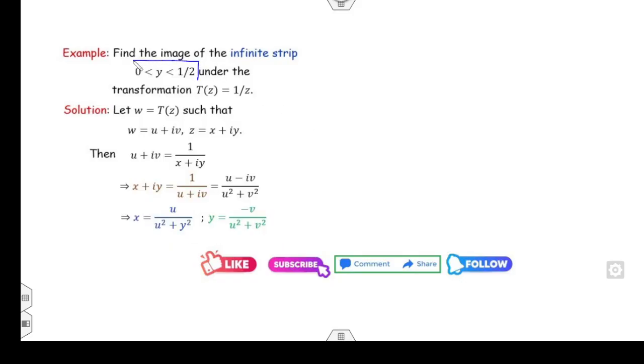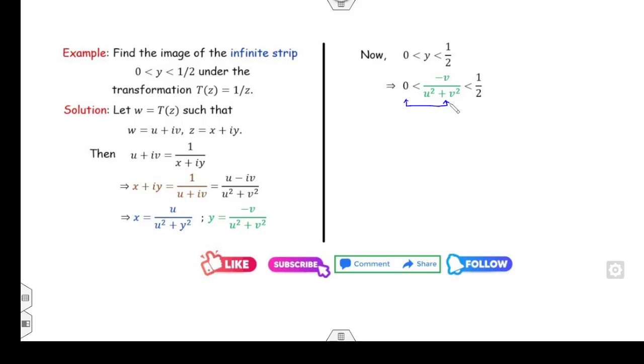I can substitute the value of y from the calculation into the given equation. So what will happen? 0 is less than minus v over u square plus v square, which is less than half. Clear? Now if I choose the first two expressions, then it becomes 0 is less than minus v. If I choose the second and the last, then minus 2v is less than u square plus v square. What does it imply? v is less than 0.